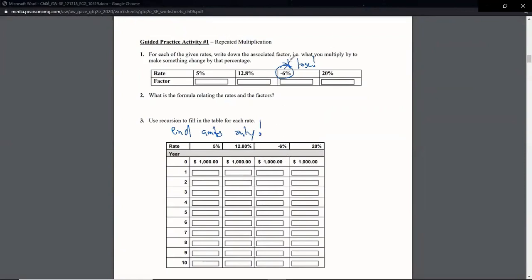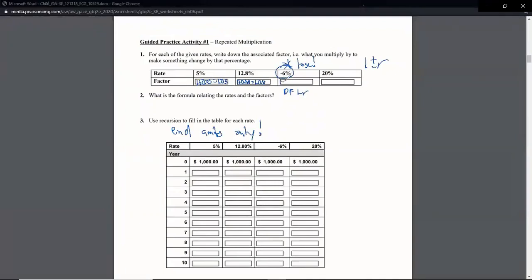So that's not a growth factor, it's a decay factor. It's 1 minus R instead. I'm going to go ahead and give you these factors. For the 5%, that's 1 plus 0.05, which is 1.05. Remember, a growth or decay factor is 1 plus or minus the R as a decimal. So that's 0.05, 0.128, negative 0.06, and 0.20. So 1 plus 0.128 is 1.128.